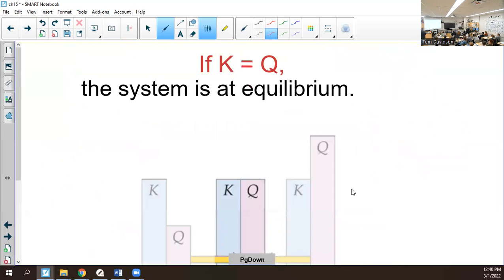All right. If K equals Q, so you do all this math and you get the same answer that K is supposed to be in the problem, like if I gave you conditions before and you found that Q was equal to 80, and you're like, wait, K was equal to 80. Well, then great. It is at equilibrium. Okay, if K and Q are equal, it is at equilibrium. Next problem.